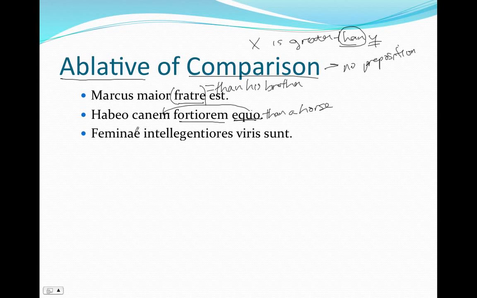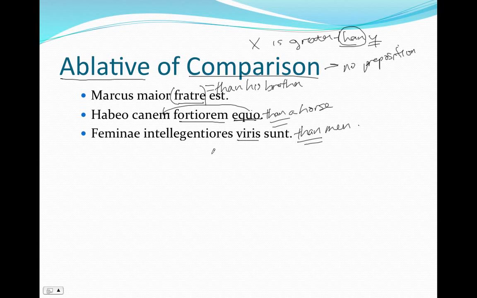Or it can be plural too. Feminae intelligentiores viris sunt. Women are more intelligent, viris. Here's our ablative of comparison, than men. So again, with the ablative of comparison, we must supply the than. Right, so that's the more difficult way to do it.